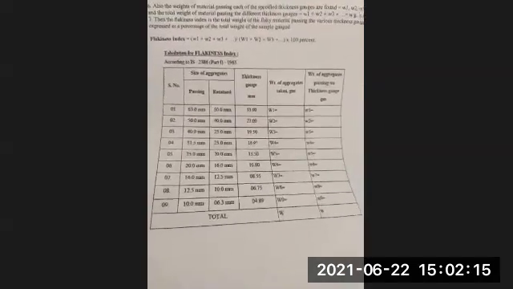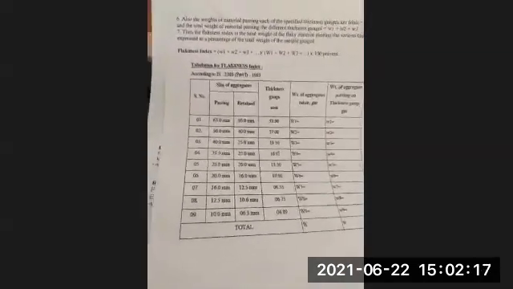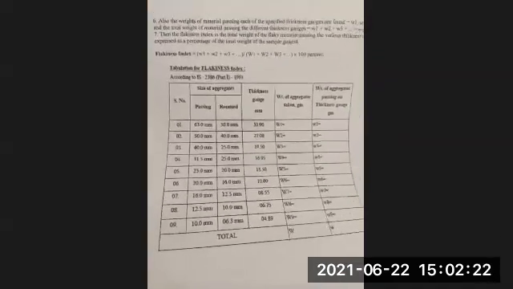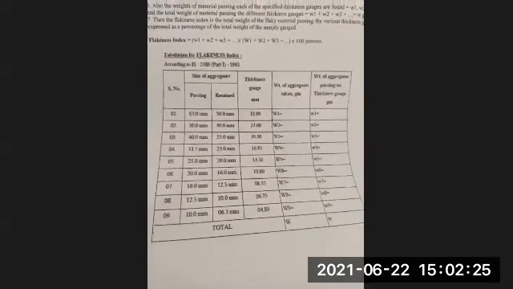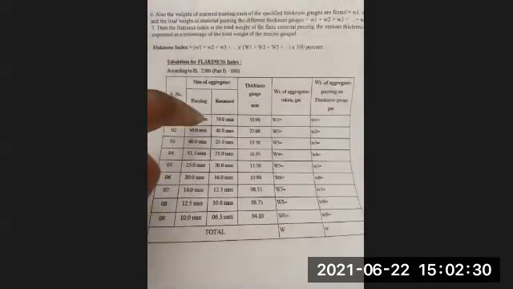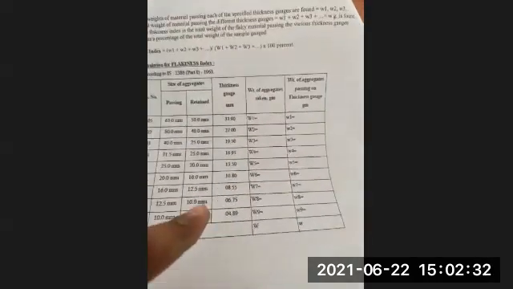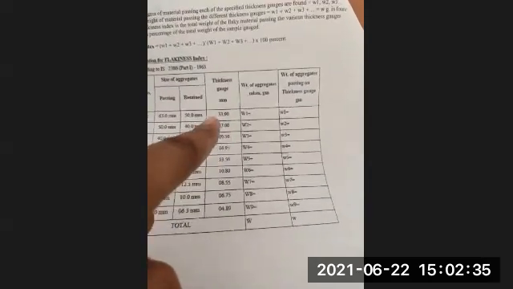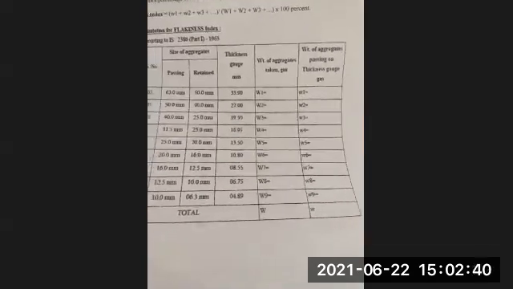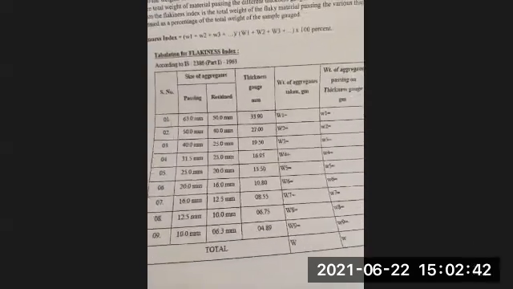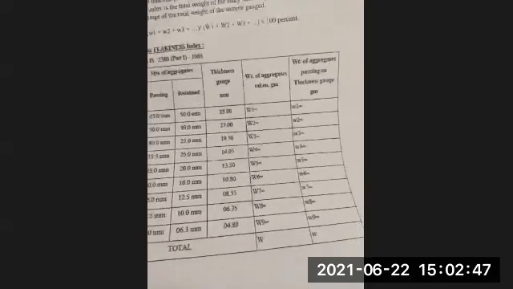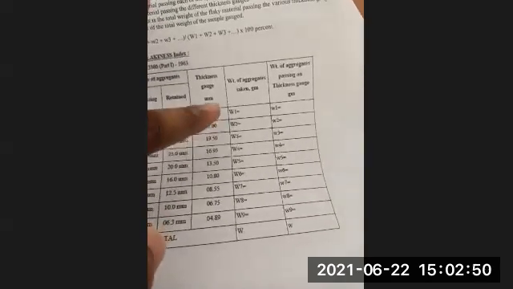So we prepare a table for flakiness index. First point is our serial number for different sieves. We give the serial number, the size of aggregate which is passing through 63 and retained on 50. So we just put these aggregates. Here is the thickness gauge. I also find the size of the thickness gauge slot, 33 mm, 27 mm. How do we find it? We just multiply 0.6 with the mean. That means 63 plus 50 divided by 2 into 0.6, we get 33.90 mm.